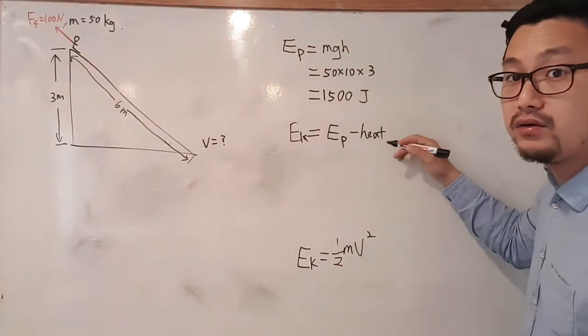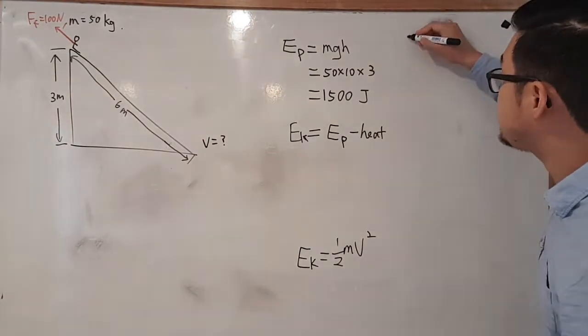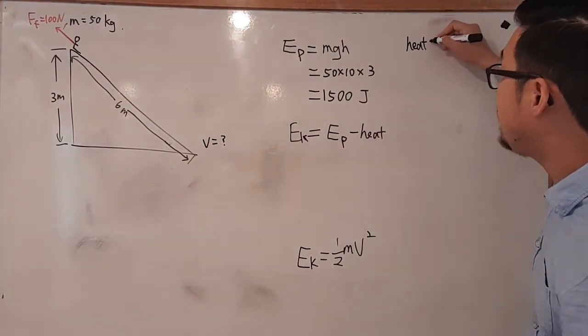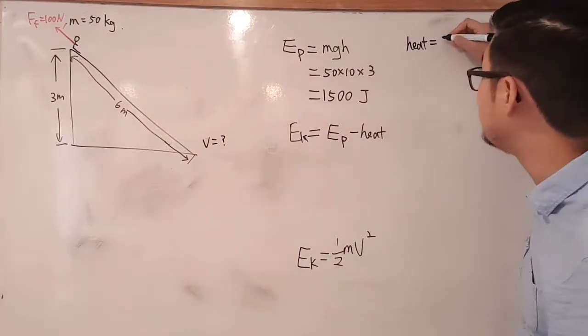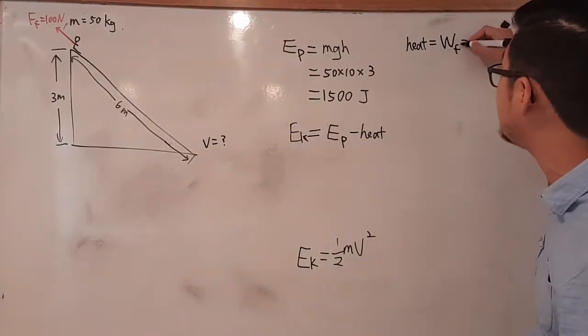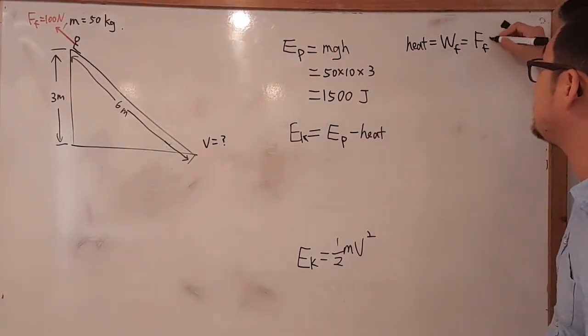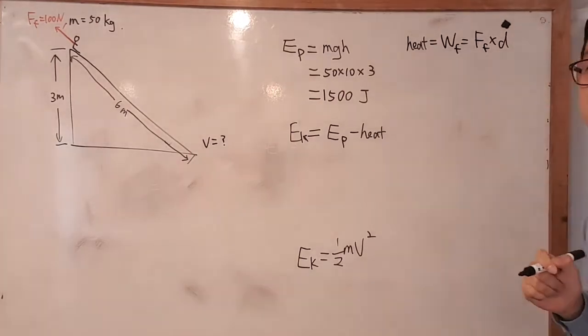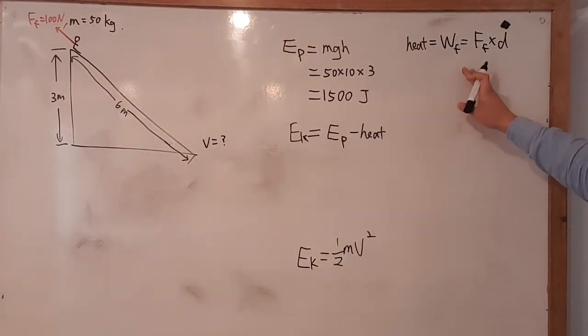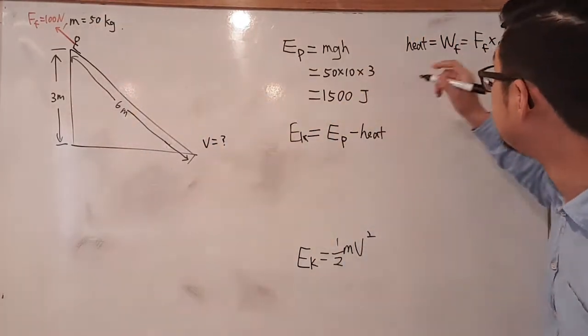Well, heat, where does heat come from? Heat is going to be friction doing work. So it's actually just the work done by friction, which is equal to friction times the distance friction is working. Okay, let's have a look. How big is friction? 100 Newton.